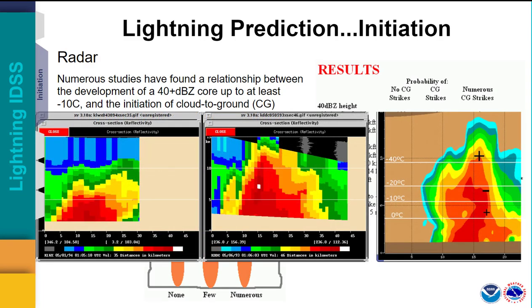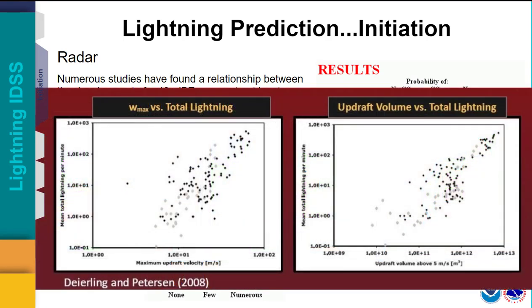A relationship is also seen between the height of the 40 dBz core, or, if you will, the depth of it above the -10°C level, and the extent of lightning that results. On these cross-sections, the left image is associated with no lightning, given that the storm core is below the -10°C level, around 8 kilometers. Greater lightning potential exists with the cross-sections further to the right. Taller cores generate a greater volume of charged particles, supporting a greater number of lightning strikes. This was seen in a 2008 study by Deerling and Peterson.